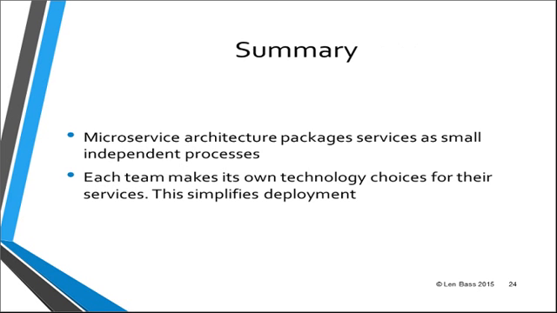So to summarize, microservice architecture packages services as small independent processes. And of the other two critical elements of this, one is that each team makes its own technology choices. And so you don't need to coordinate over things like versions of libraries or even languages. There are microservice architectures where one service is done in a functional programming language such as Scala. We'll see this in our case study, and others are done in Java or C or some standard language.